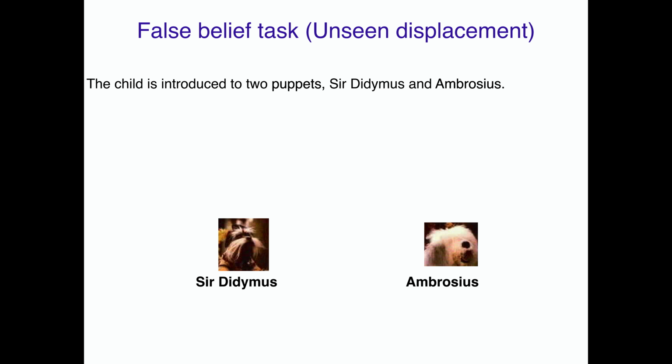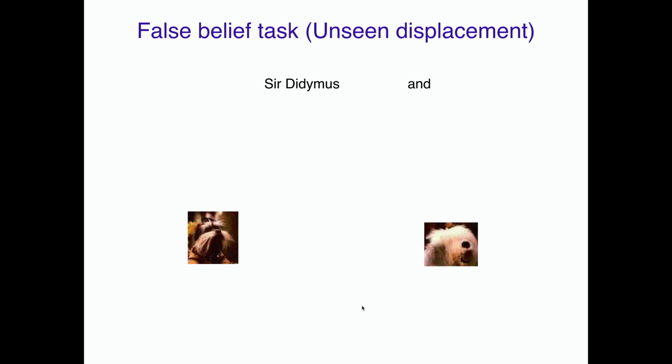So one way to do this is a false belief task in a version that involves unseen displacement. It goes a little something like this. So the child is introduced to two puppets. So we have Sir Didymus and Ambrosius as our two puppets. Hi, Sir Didymus. Hi, Ambrosius.